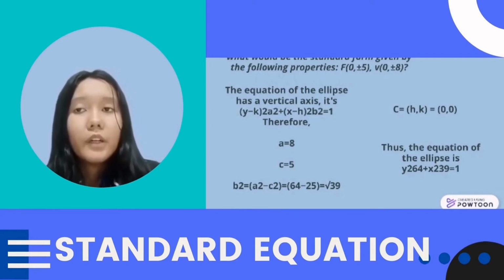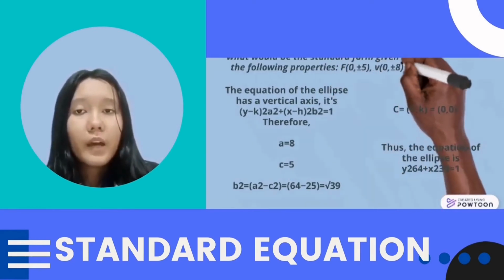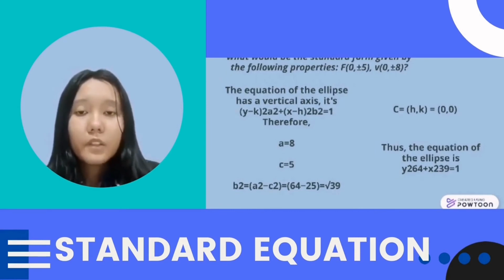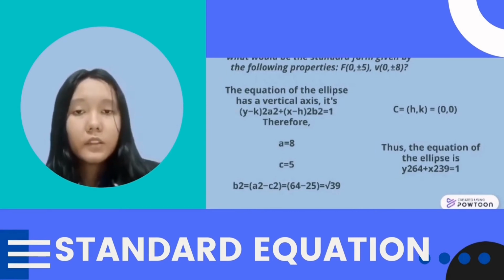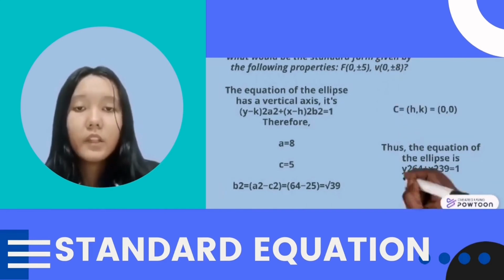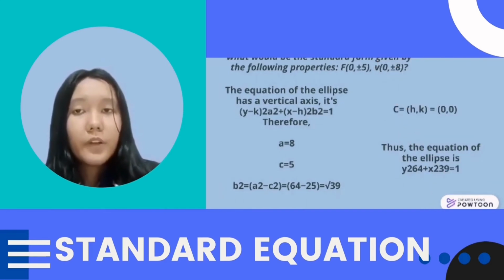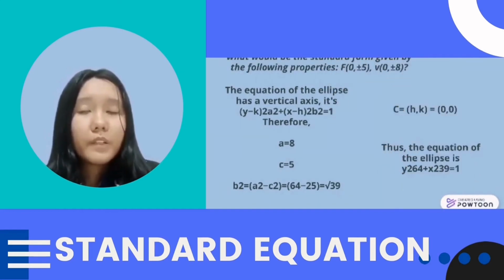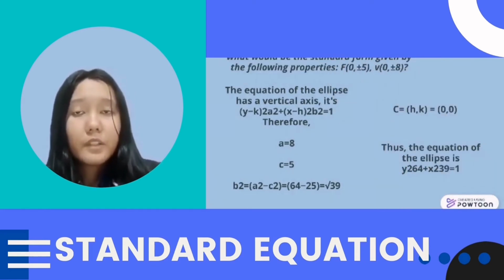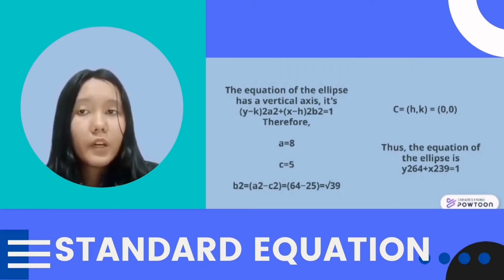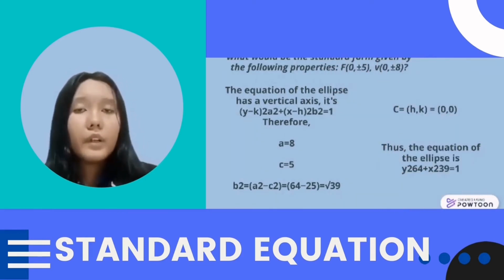Therefore, the vertices would be open parenthesis 0, comma, a close parenthesis, and open parenthesis 0, comma, negative a close parenthesis, and the foci would be open parenthesis 0, comma, 5 close parenthesis, and the other one open parenthesis 0, comma, negative 5. That is because they are symmetrical with each other in the ellipse.